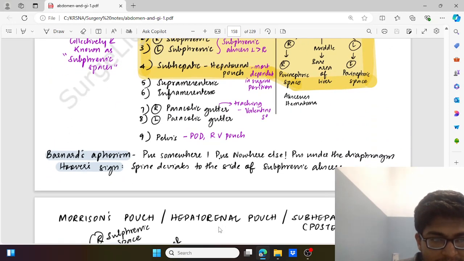Now we consider this aphorism, Bernard's aphorism: pus somewhere, pus nowhere else, pus under the diaphragm. So if you don't find pus when you are searching for it, please check under the diaphragm. Then we have the Hoover sign, where the spine deviates to the side of the subphrenic abscess.